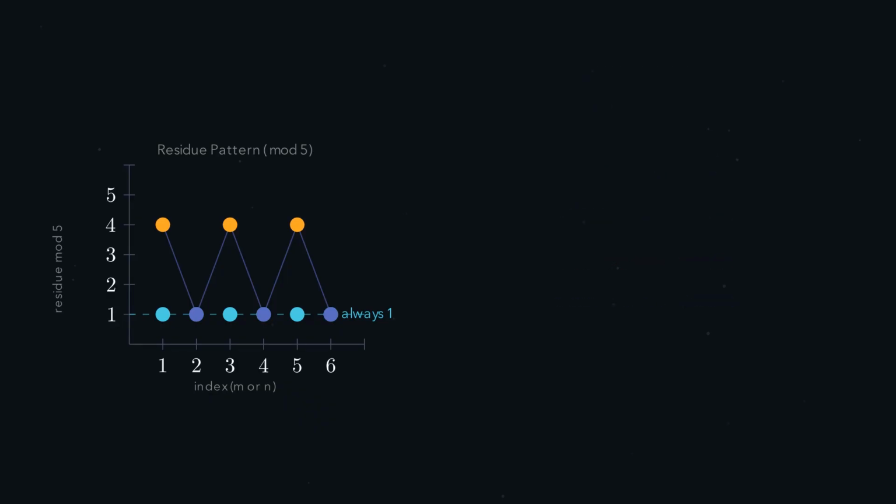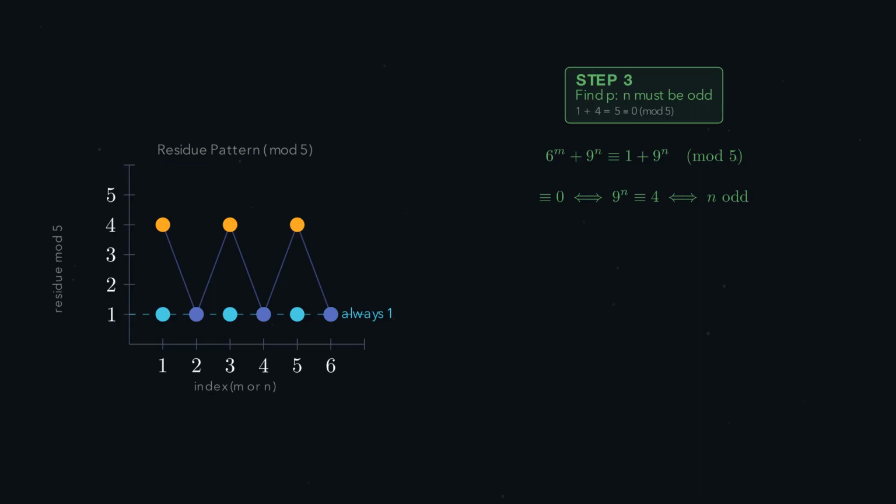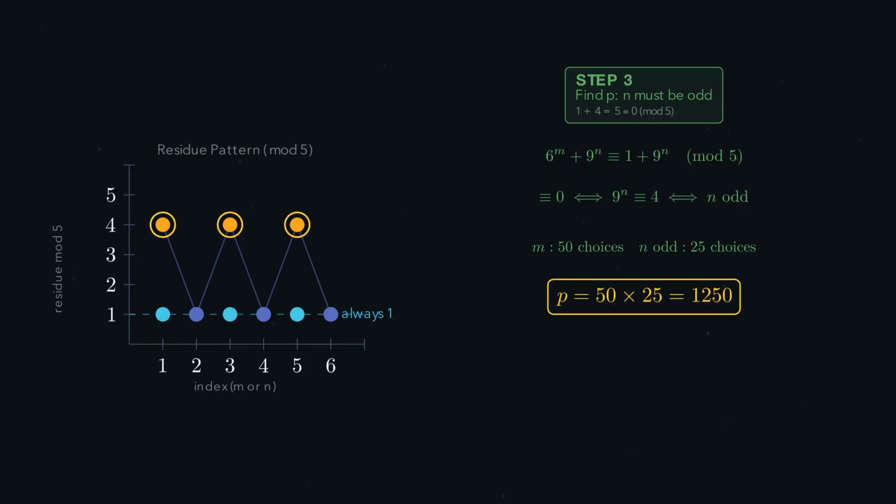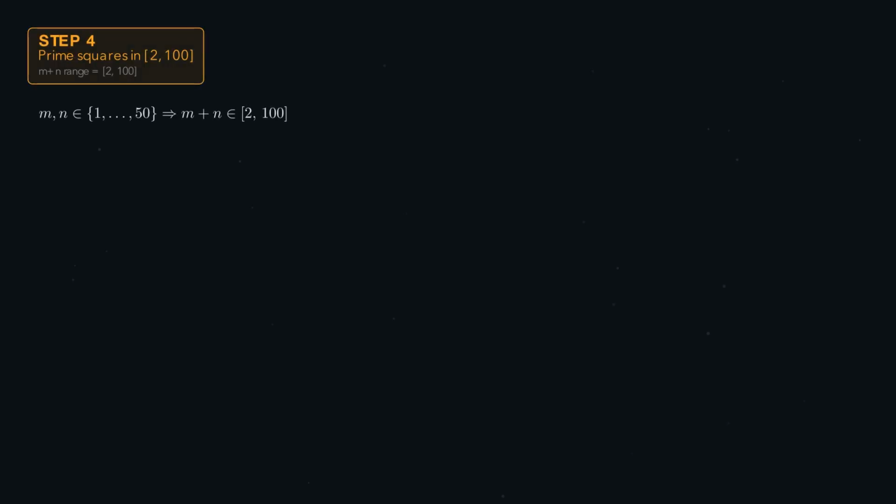For the whole sum to be divisible by 5, we need 1 plus 4 equals 5, which happens only when n is odd. With m free over all 50 values and exactly 25 odd values of n, p equals 50 times 25. That's 1250. For q, we need m plus n to equal the square of a prime.